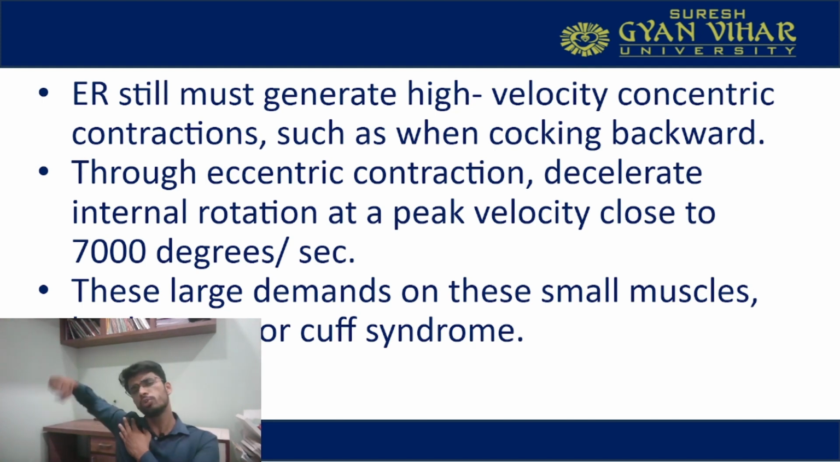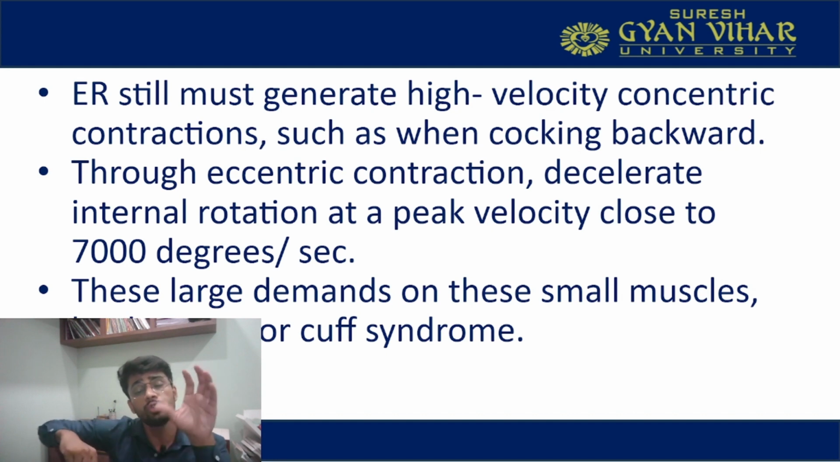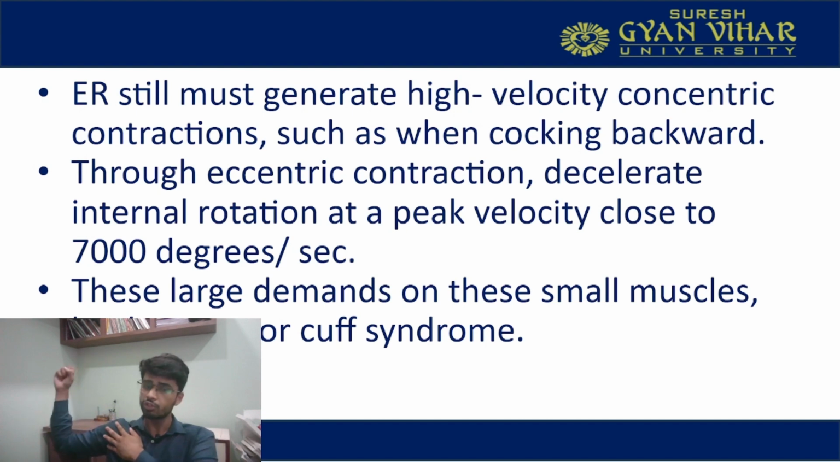What you are doing is the external rotation, and you are doing this at high velocity, which is imposing a lot of demand on these external rotator muscles. Also, now you are going to internally rotate forcefully. Again, external rotators have to contract in order to control. They are acting in an eccentric way in order to decelerate the internal rotation peak velocity. The peak velocity of the internal rotation can be around 7000 degrees per second, and external rotator muscles have to act in an eccentric way in order to control that velocity.